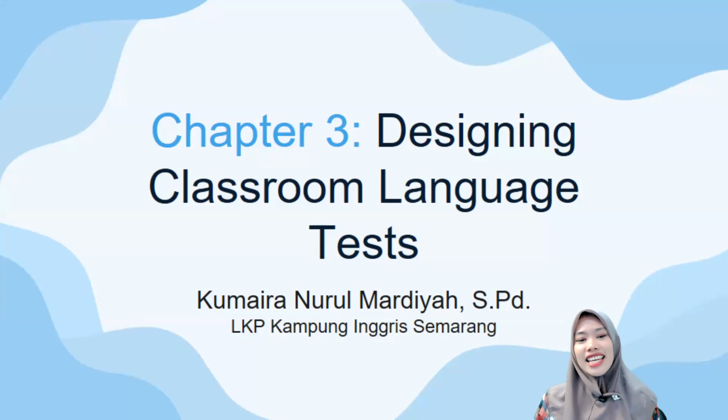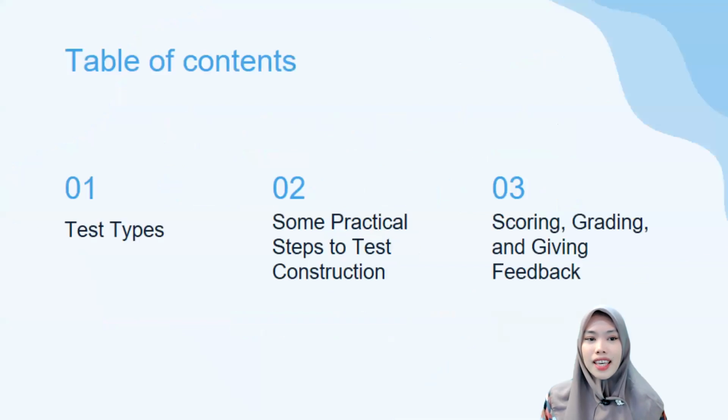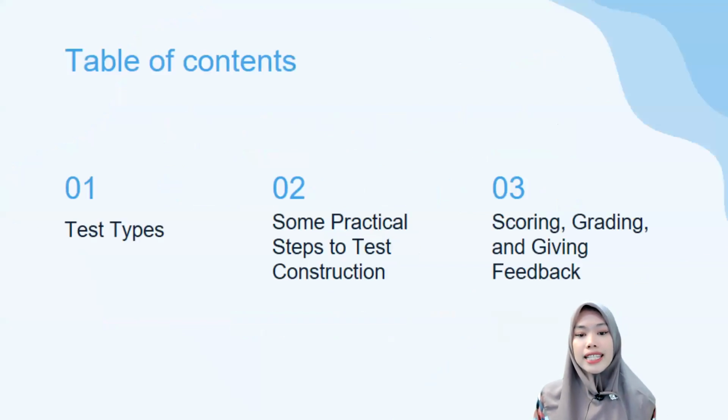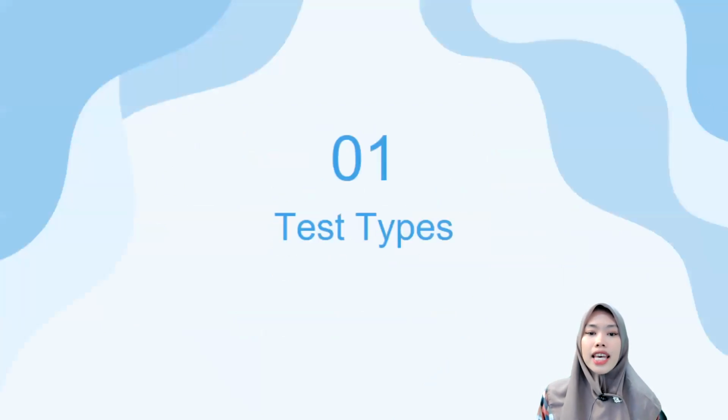Practices. Alright, today we are going to discuss chapter 3 entitled Designing Classroom Language Test. These are the table of contents. The first is test types. The second is some practical steps to test construction. And the third is scoring, grading, and giving feedback. All right. The first is test types.